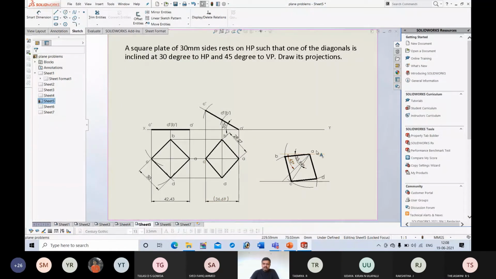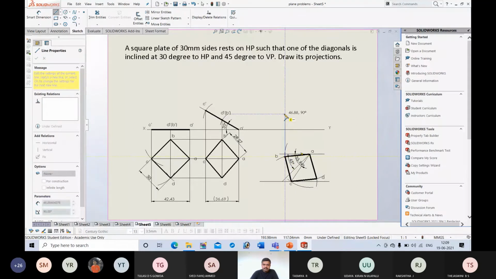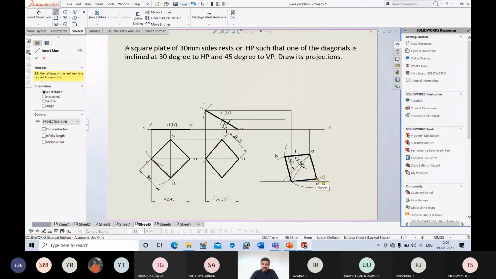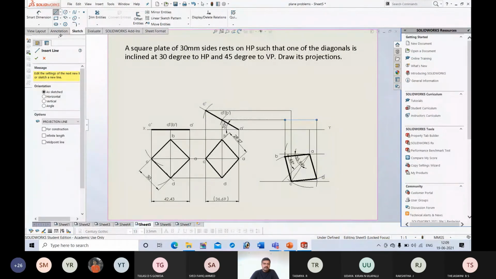Next, after drawing this, you should get the final view. By projecting points, you should get the final view. So this is B. B to B, then C, C to C, then A, it is on the XY line, so till here. Afterwards, you can name the points.